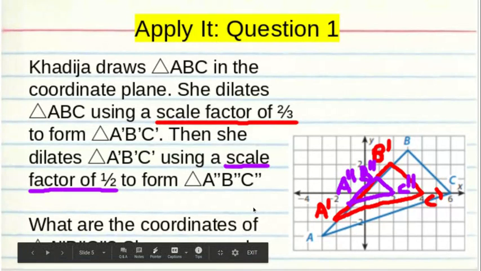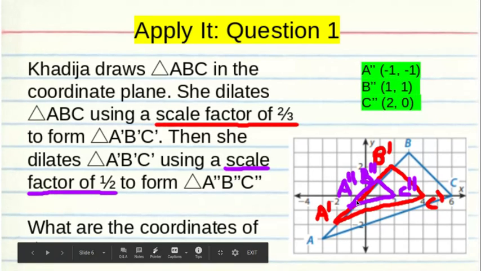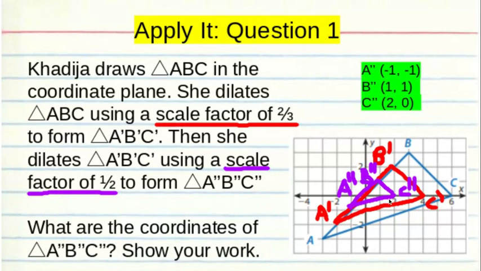Then it's just asking what our coordinates are, so we would look at our graph and write down our coordinates, so that we can see that our A double prime is at -1, -1, B double prime is at 1, 1, and C double prime is at 2, 0.